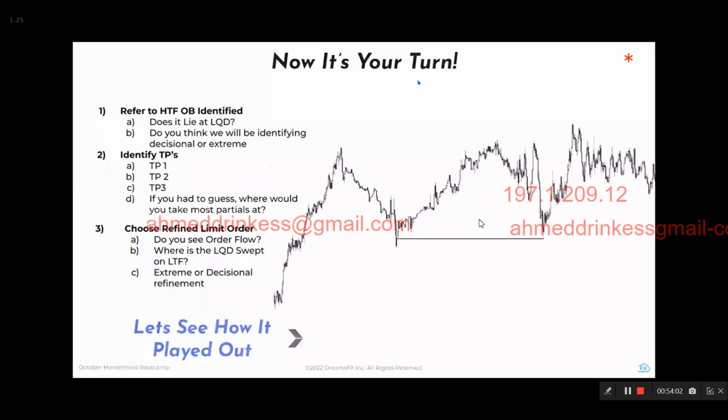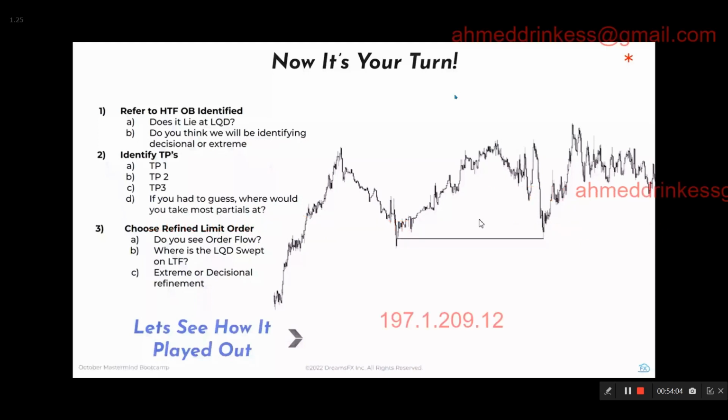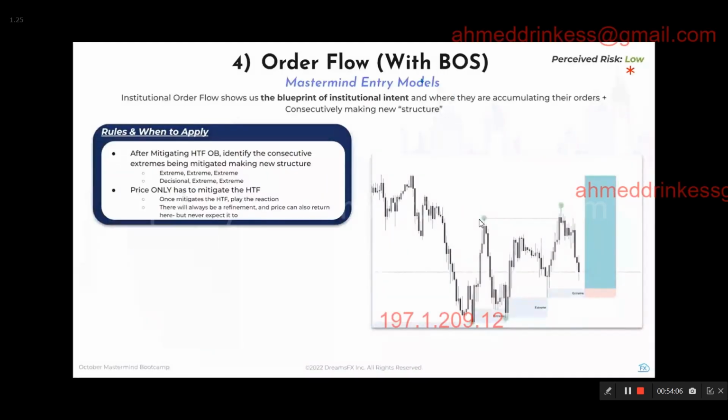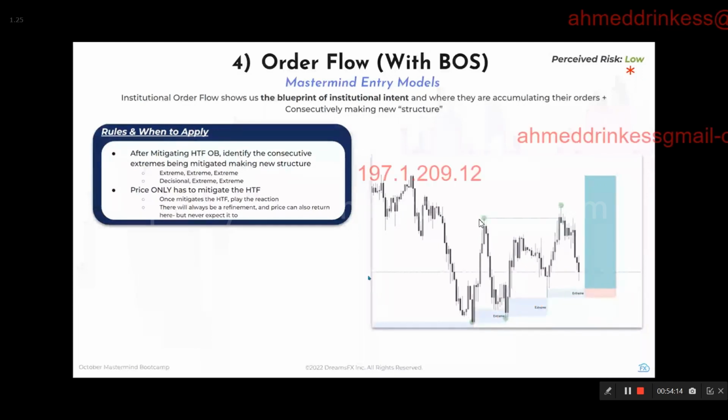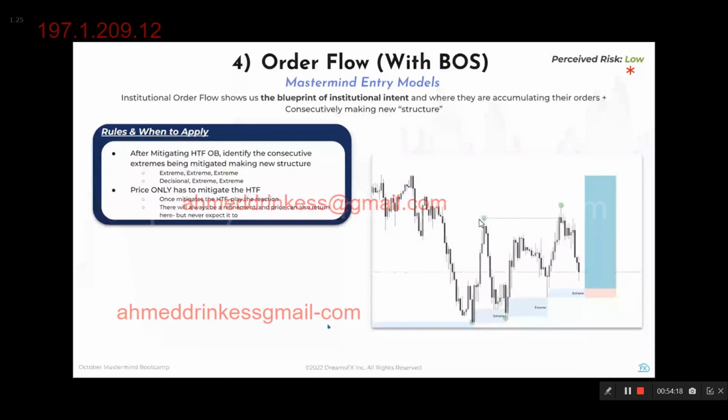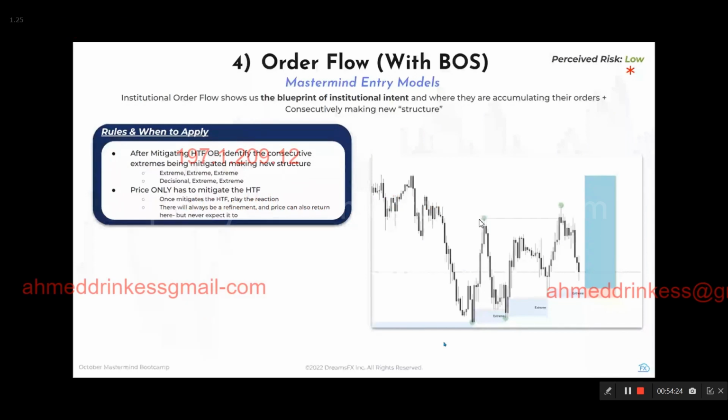Now, the fourth type of entry: order flow with a BOS. You guys should be masters with order flow, especially now that you have the blueprint, you have the cheat code. Order flow is king. Order flow rules the markets everywhere, every direction, every move. All of it's responsible because of order flow. Even if you don't see the order block, it reacted from one, right?